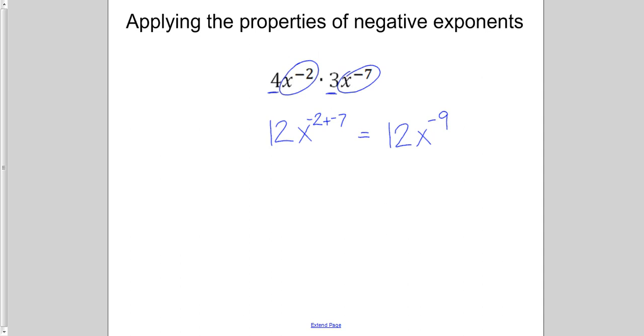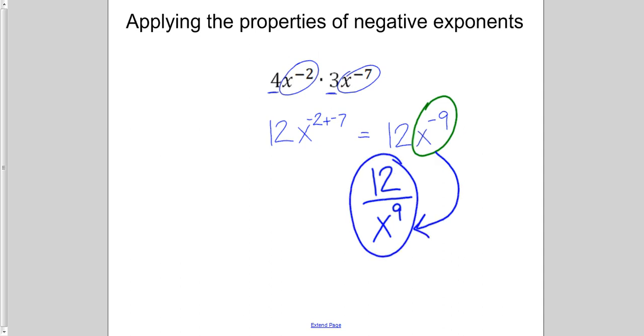So what we do is we look at whatever variable or number is being raised to a negative exponent, and we take that and put it in the denominator of our answer. The 12 did not have a negative exponent, so it stays in the numerator, but the x to the negative 9th had to move to the bottom so that the exponent became positive. Our final answer with positive exponents is 12 over x to the 9th power.